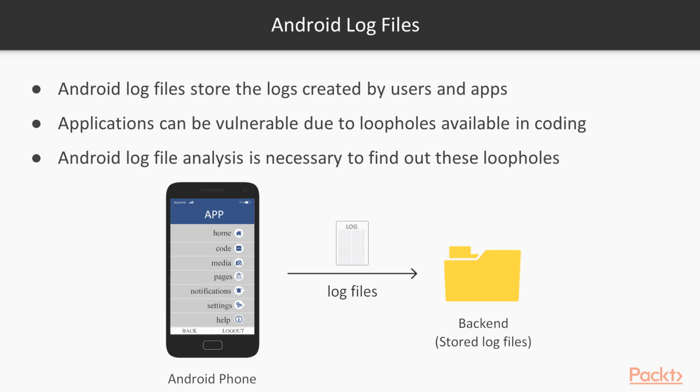The third point: Android log file analysis is necessary to find out the loopholes. Absolutely correct. For example, if you are a pen tester and you are trying to get information about the vulnerability of an Android app, then you can just visit the Android app and it will create some logs, and the logs will be stored inside the log files. So the pen tester can easily analyze the log files to see if there is any vulnerability inside the app. If there is any vulnerability, obviously the log files will contain some secret or sensitive information. So the attacker or pen tester will get some secret information in the backend.